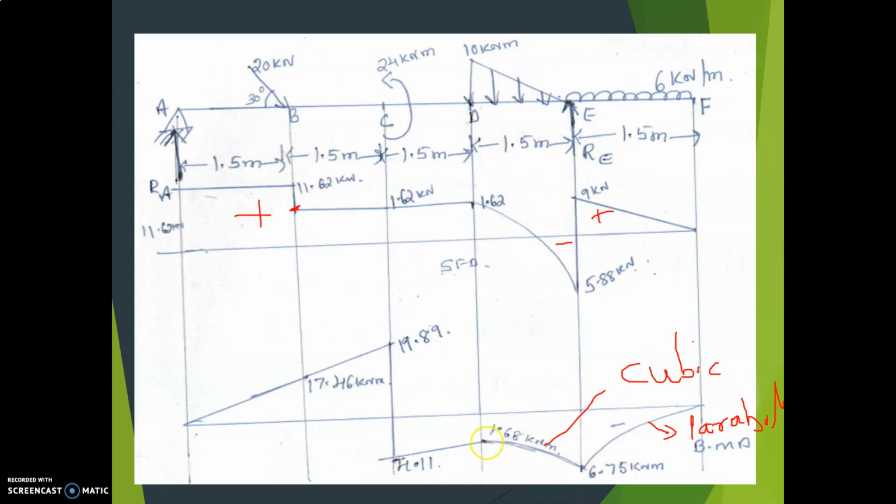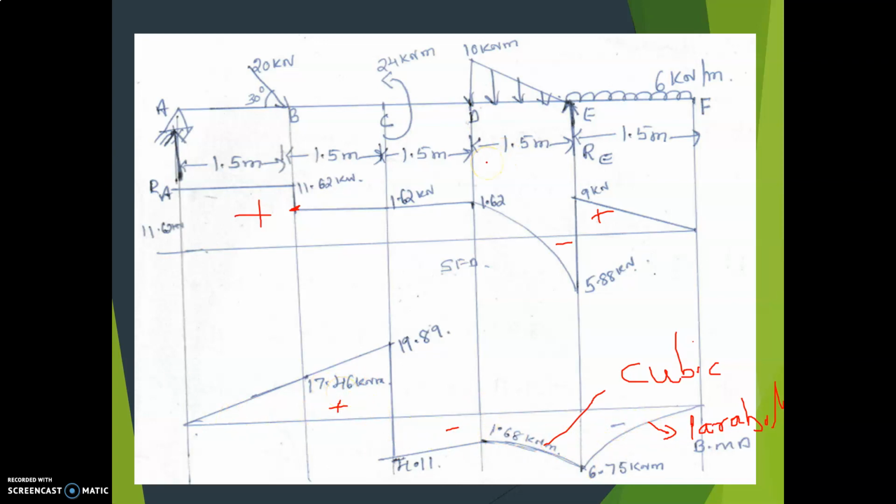Then here, right to between C and D it is minus 4.11, so it has to come here, 4.11. Then at C it is increased to plus 19.89, so above the line. And then at B it is 17.46, decreasing. Then at A it is 0, okay. Then see this, below the line is minus, above the line is plus. So here you can see this is minus and this is plus.